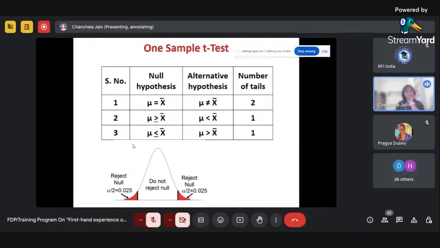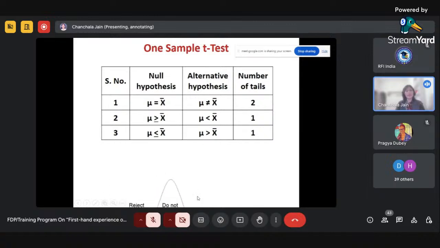So I said that the red area is indicating the rejection region for the null hypothesis, and the rest of the area, that is the white area of this curve, is known as the acceptance region of your null hypothesis. This is the case of the two-tailed test. So on both the tails, the rejection value will fall.